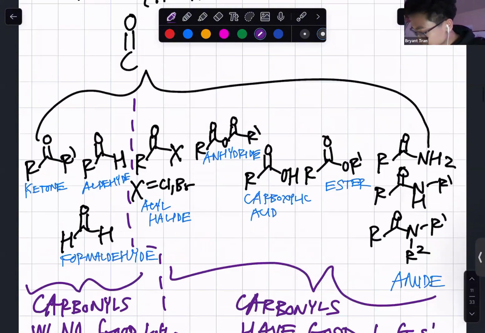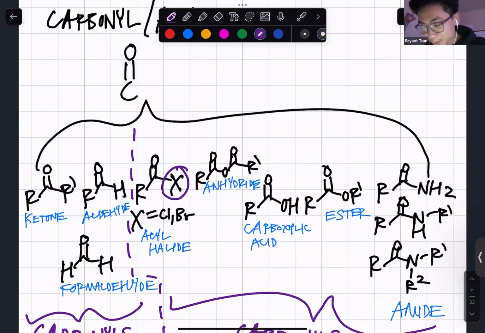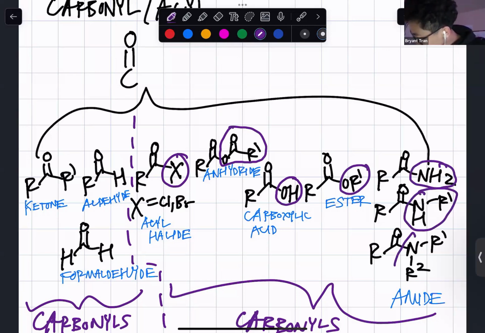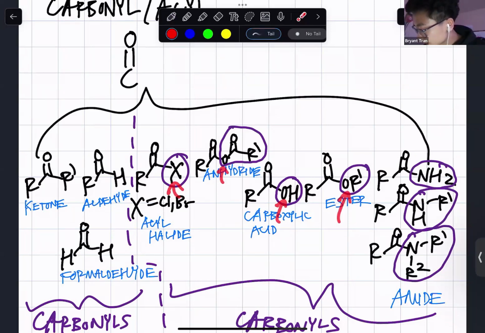And I'm going to circle out the leaving groups right here. Halogen is a good leaving group, like chlorine or bromine. This carboxylate is going to be a good leaving group. This OH will eventually become a good leaving group in the mechanism. OR is a good leaving group. And the nitrogen containing group is a good leaving group. Notice how all of these groups have an electronegative atom that can handle the negative charge when it leaves. So that's why those are good leaving groups.